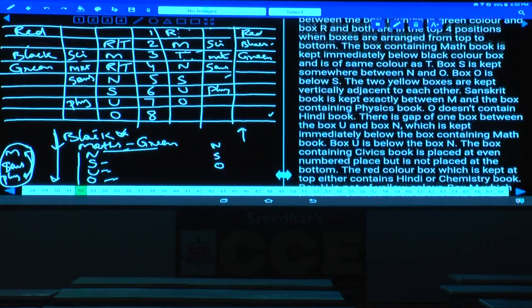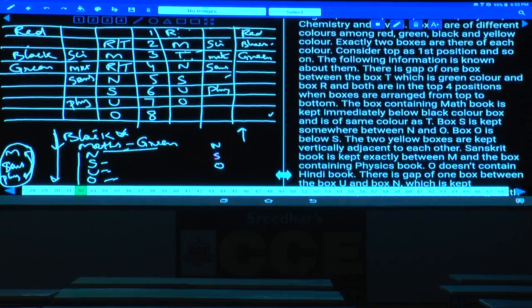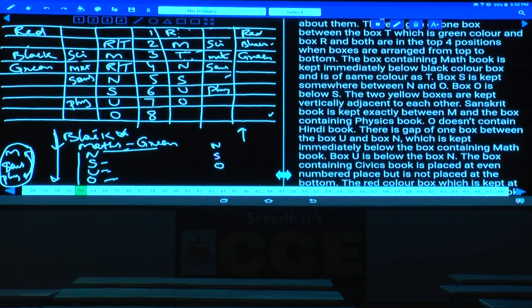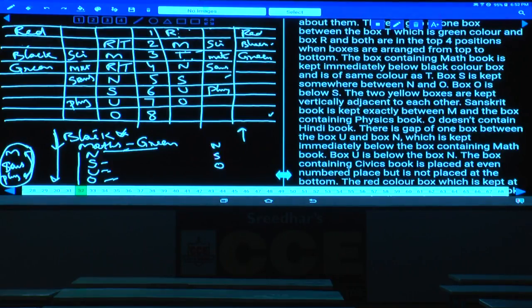Then let us go through the information once again from top to bottom. R and T are of green color, and both are kept in the fourth position from the top. Then the math box is kept immediately below the black color box, and is of the same color as T. Mathematics is green color, isn't it? And it is the same color as T. Hence, mathematics itself is green. Can you take this as T or not? If this is green, then R will be here.